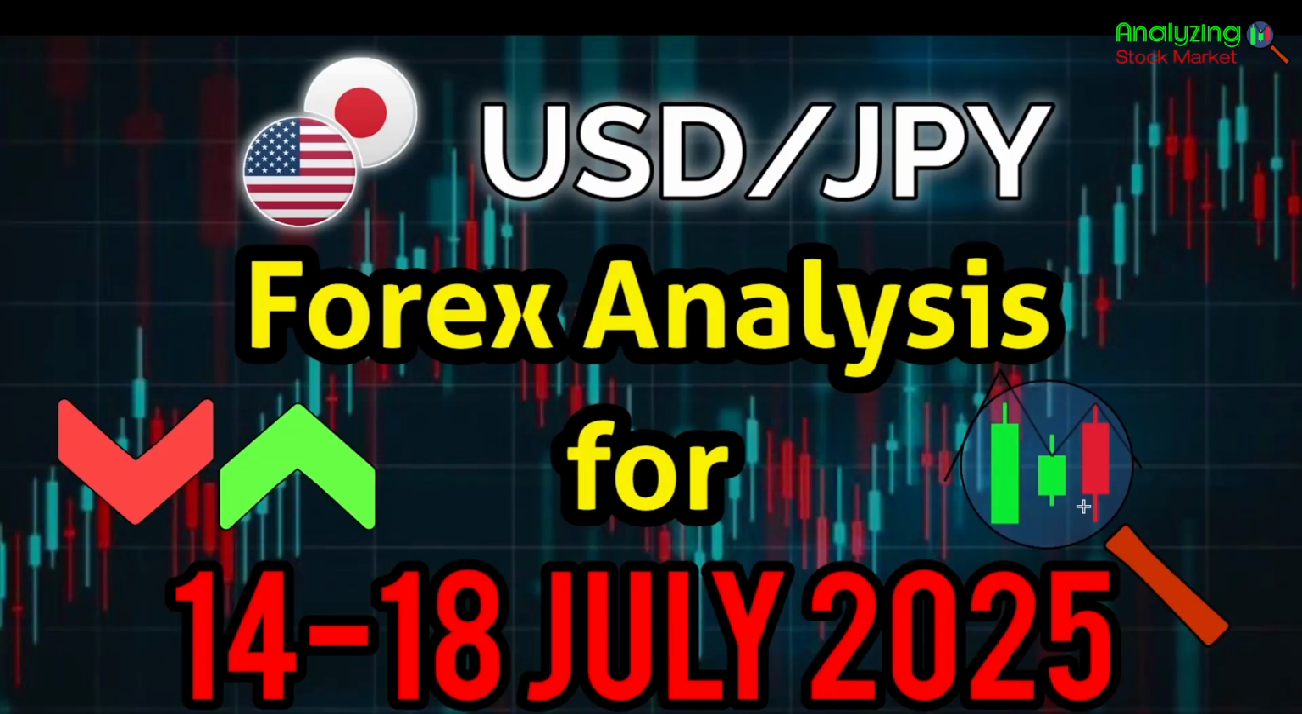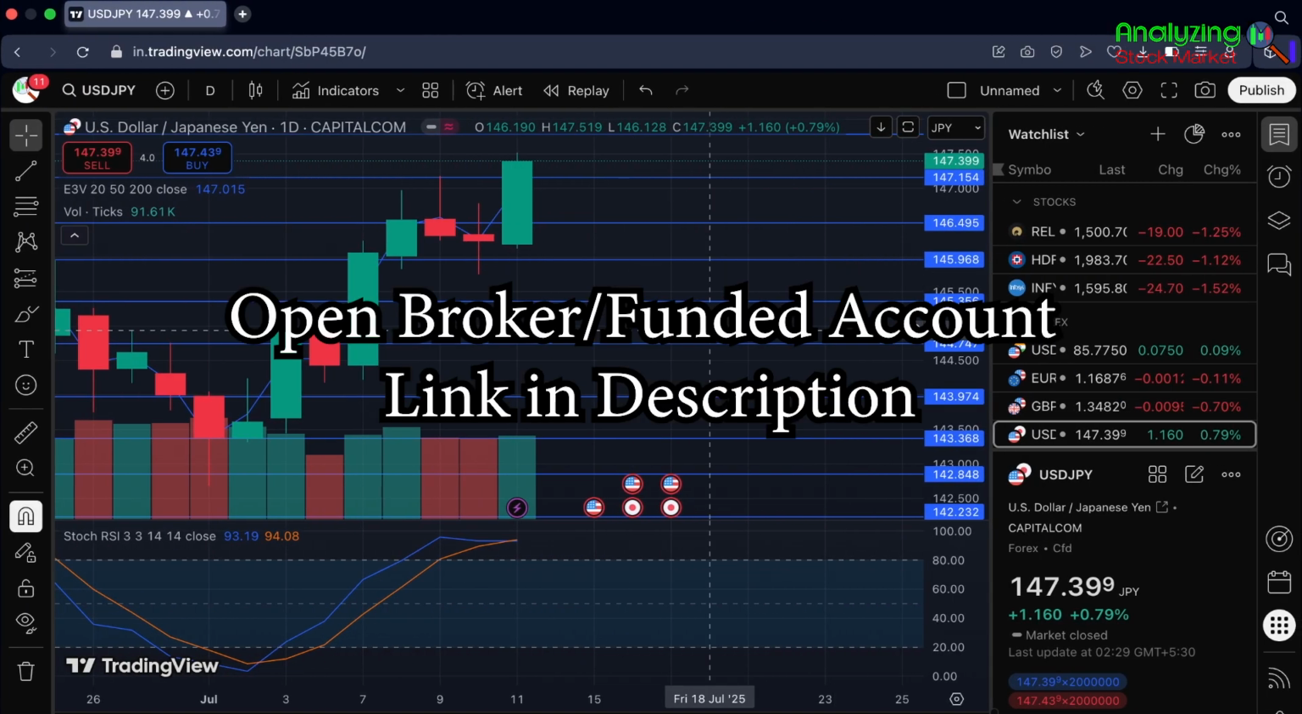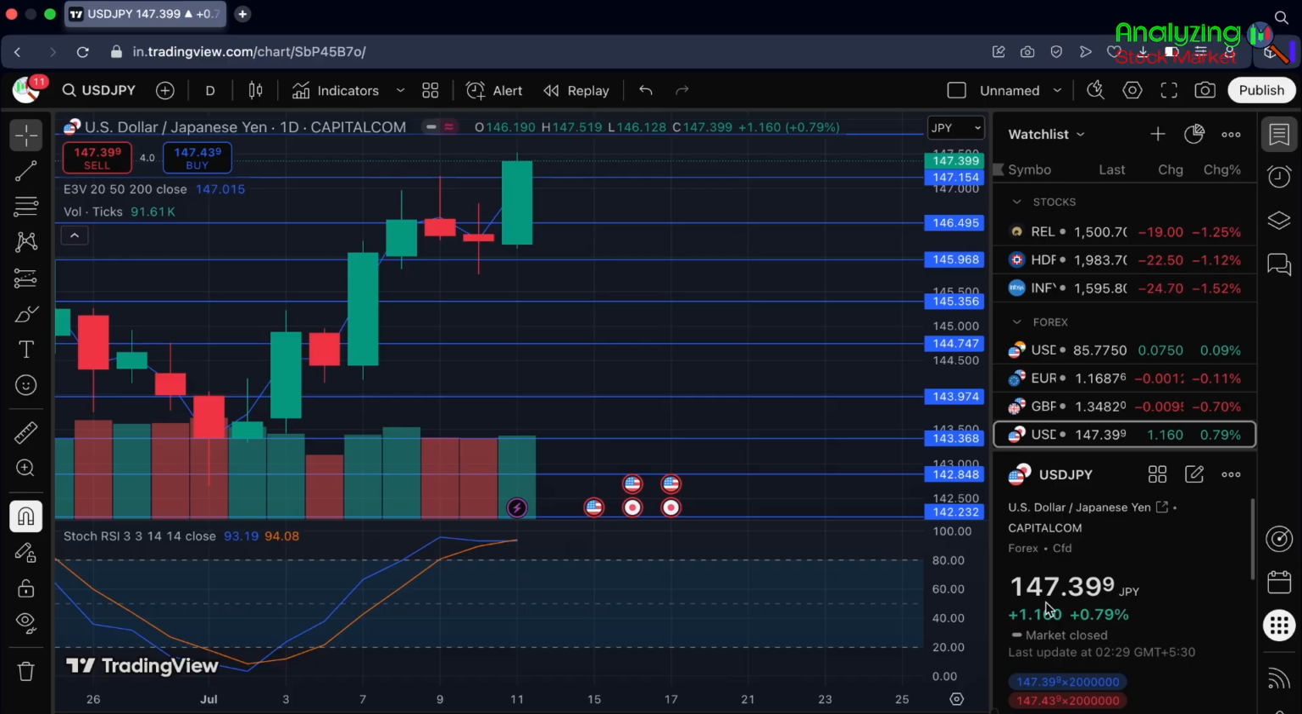So today we'll be talking about the USD JPY pair and we'll do the Forex analysis for 14th to 18th July 2025. So let's go straight to the chart. Here you can see I already opened the chart. Let's first see what happened in the USD JPY pair on Friday. As you can see, 0.79% was a positive move, and 147.399 was the closing.